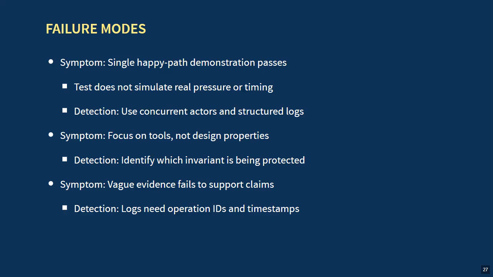Understanding failure modes is critical. A common symptom is when a system passes a single, happy path demonstration, yet that test does not reflect real-world pressures. To detect these issues, we can introduce concurrent actors and structured logs. We should also be cautious if the explanation focuses more on tools rather than the design properties. This indicates a need to reframe our focus on what invariant we are trying to protect.